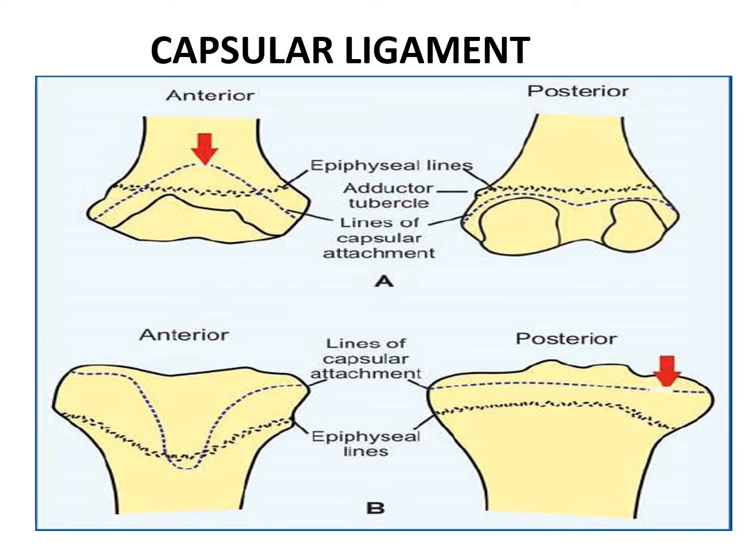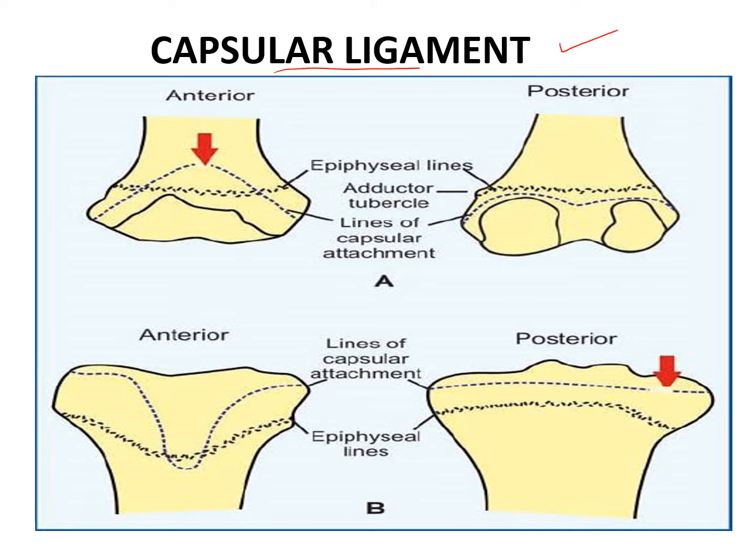Now several questions have been repeatedly asked on the ligaments of the knee joint. So we will discuss all the ligaments of the knee joint, which will help us solve the MCQ questions later. First we'll discuss the capsular ligament. This capsular ligament completely encloses the knee joint.